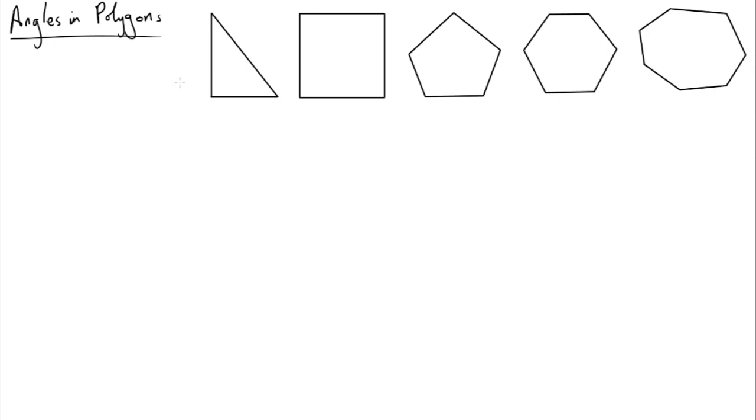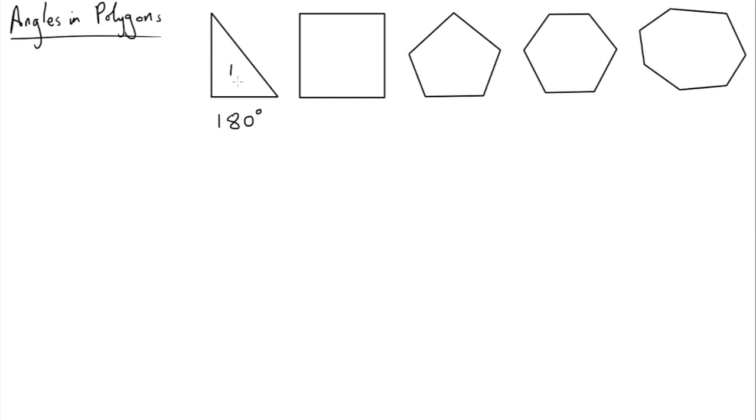So a polygon is a several-sided shape. You know a lot of them already. We have a few here. We have a triangle, a square, pentagon, hexagon, and a heptagon. But this works for any number of sides. So the angles in a triangle, you already know, add up to 180 degrees.